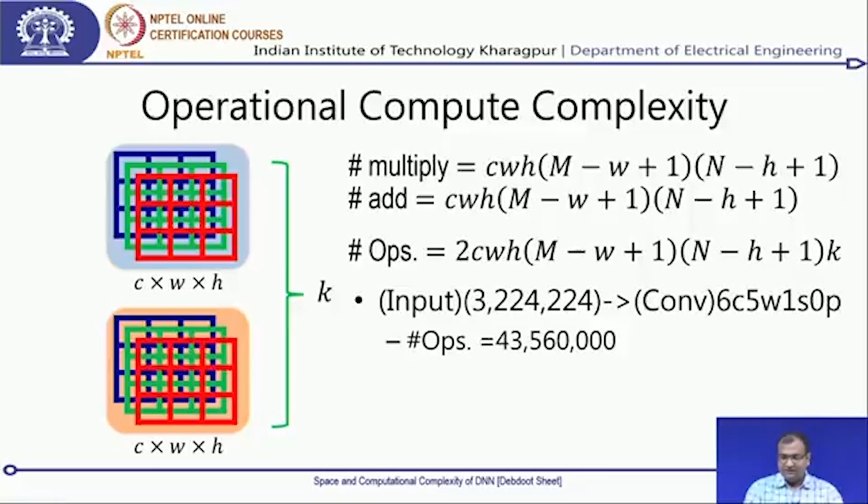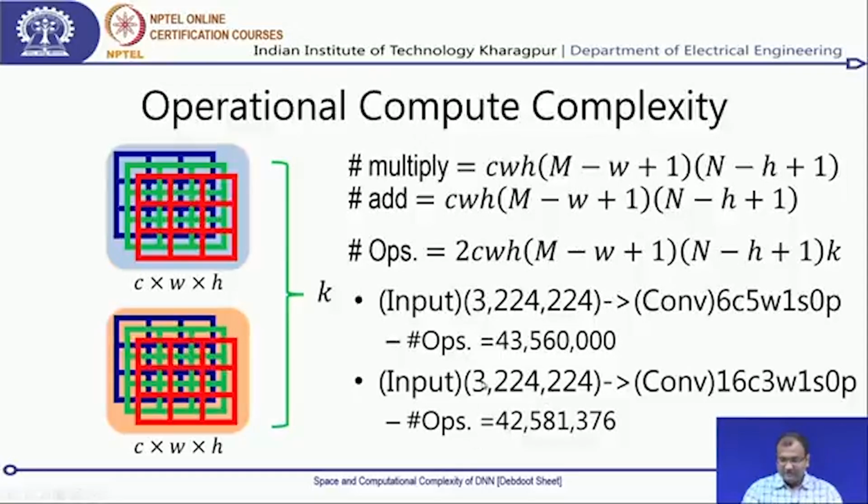Okay. Now, this is what comes down for a decent sized small network. If I have another network which takes 3 cross 224 cross 224 onto 16 channels, each of 3 cross 3, you would see that the number of operations is slightly reduced, but not by much. It is about just 1 million operations reduced, but 1 million over a factor of 43 million is not a significant reduction, as you know.